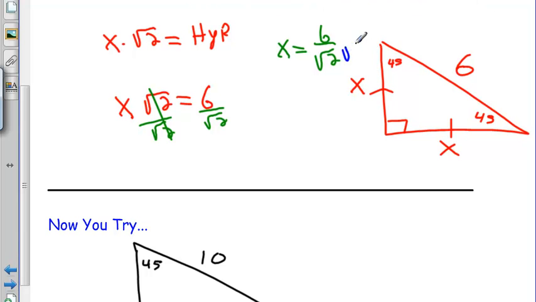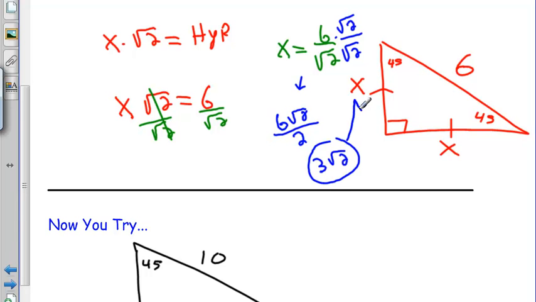Hopefully this is a skill you're pretty comfortable with at this point. We're really multiplying by 1 because we're multiplying by something over itself. Like root 2 over root 2 is really just 1. So what happens is we get 6 root 2 over the square root of 4. I know the square root of 4 is 2. 6 divided by 2 can simplify to 3 root 2. And that is what x is. So these are both 3 root 2.